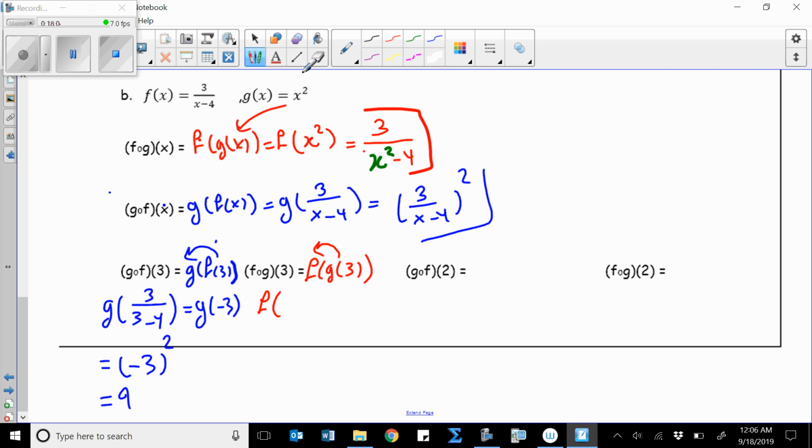g of 3 is 3 to the power of 2, because this 3 is going to replace x. So 3 to the power of 2, which is 9. Now this 9 is my x for f of x. So f of x was 3 over x minus 4, which my x now is 9. So this will be 3 over 5.